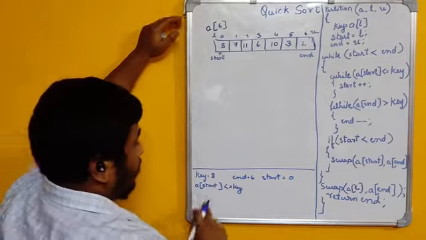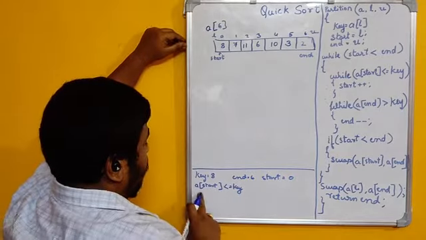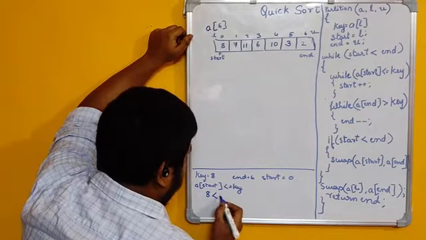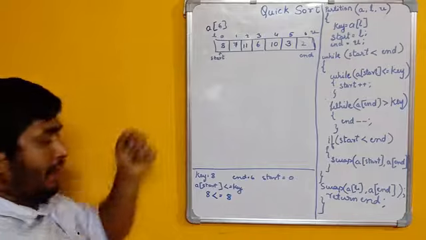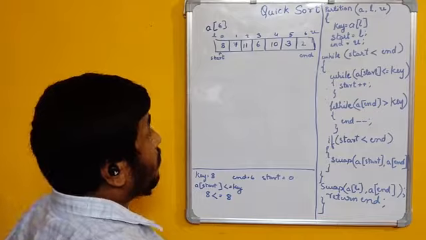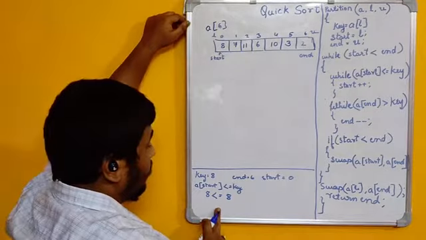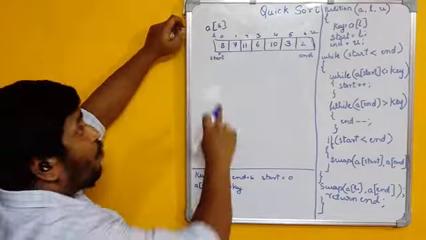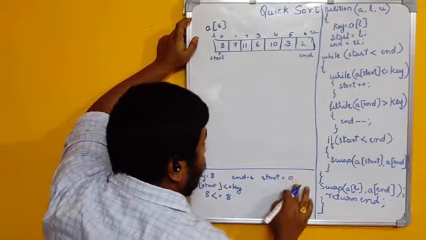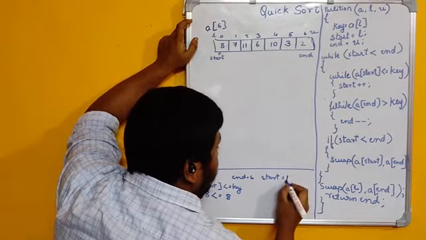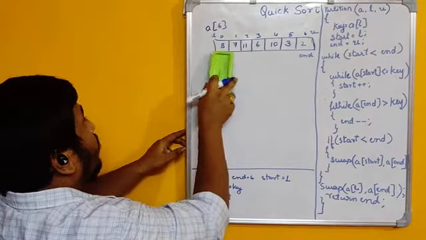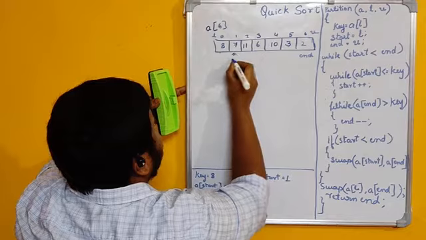Okay, see, start is less than or equal to key. We will check the value of A of start. A of start is 8. 8 is less than or equal to 8 because key is 8. Okay, the condition is true. If the condition is true, what we have to do? We have to increment the start. So now the start is 1, and the start will point here.